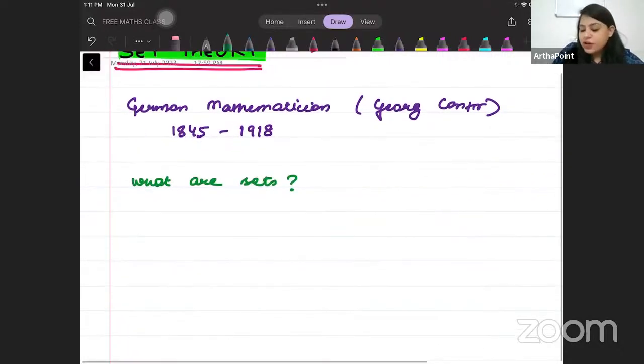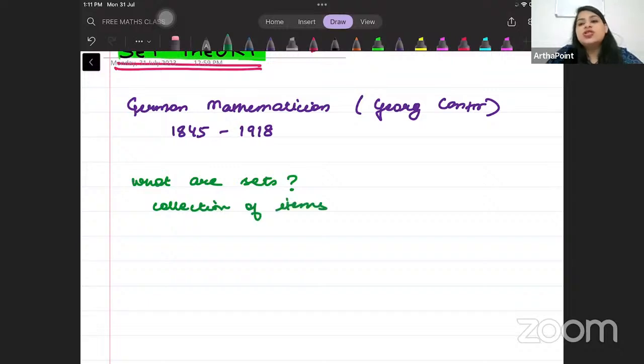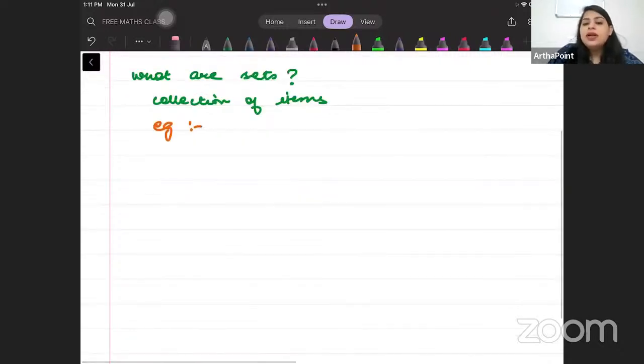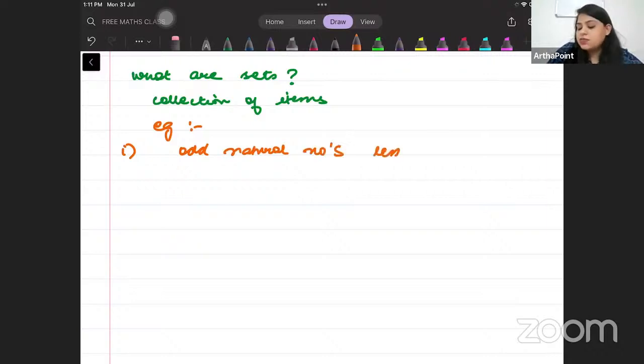So whenever we do a collection of items. Now these collections of items can be anything. Collection of cards, collection of a cricket team, collection of natural numbers, in maths, collection of prime numbers. Whenever we do a collection of things, that is called a set. Okay, let me give you an example of what a set is. For example, I can say collection of odd natural numbers less than 10, let's say. ये एक set बन गया ना? What are the odd natural numbers less than 10? 1, 3, 5, 7, 9. So these odd natural numbers which are less than 10, that is a set.